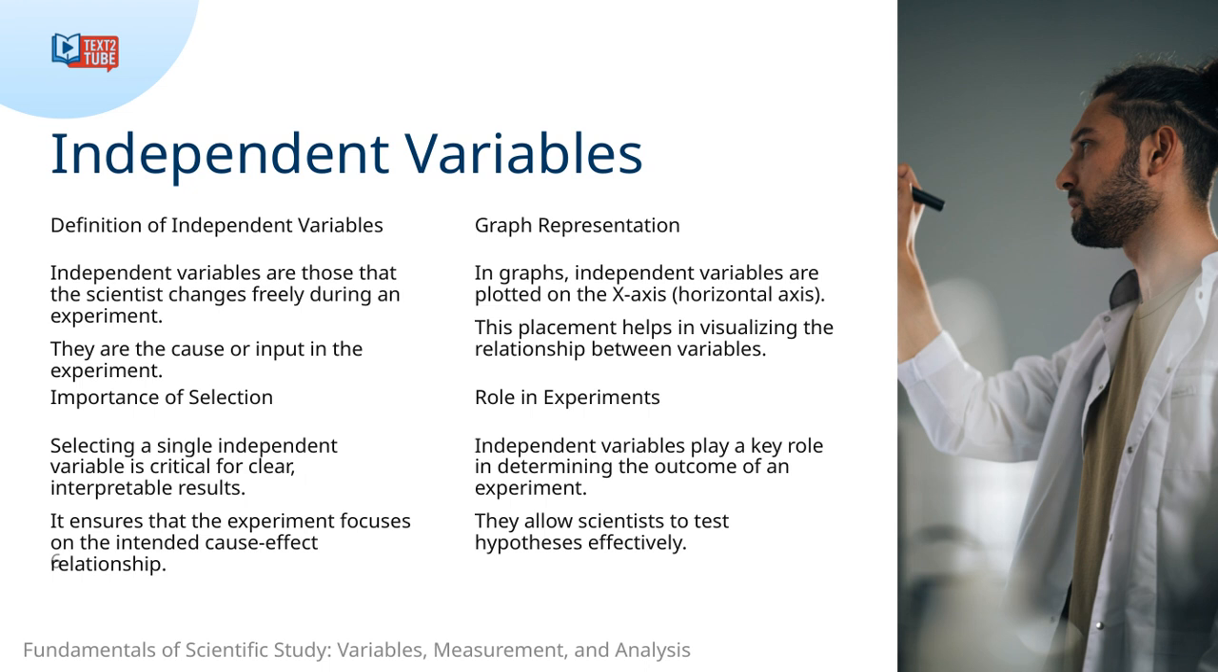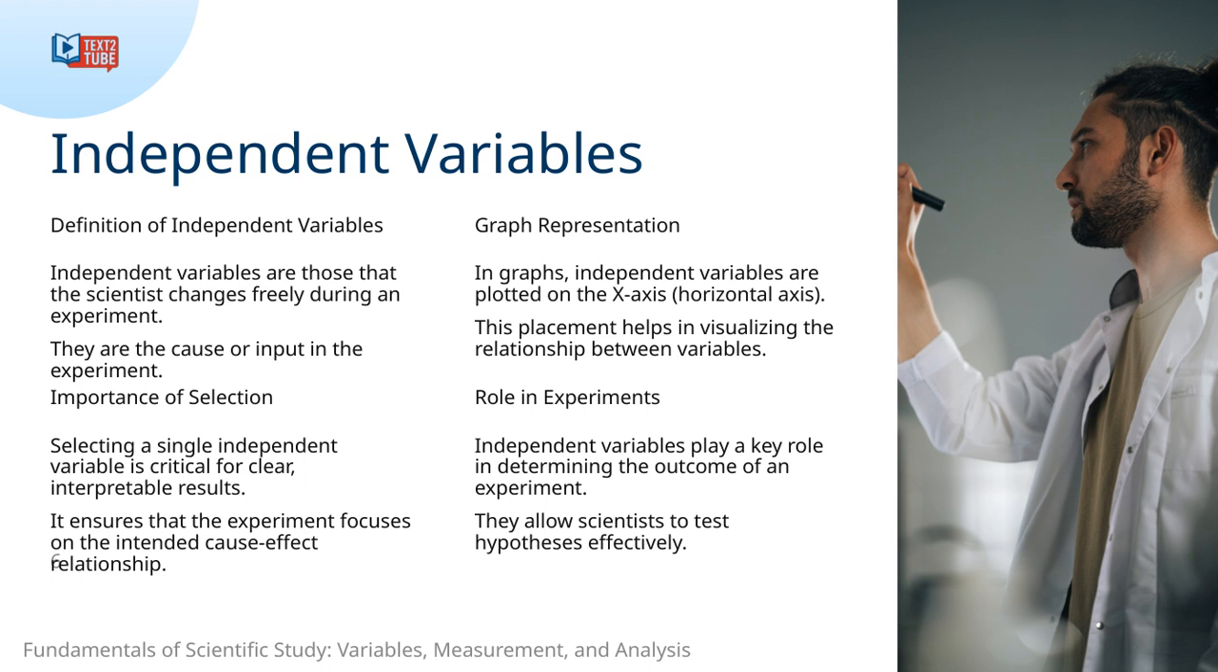So, what exactly are independent variables? They are the ones that the scientist changes freely during an experiment. Think of them as the cause or input we're testing to see how they influence the outcome. Because they are deliberately manipulated, they play a crucial role in determining what results we observe. This is why selecting the right independent variable is so important.